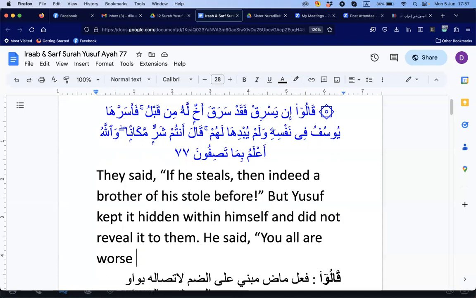Makanan. In what sense? What is makan? Makan is a place to be, basically. Yes, so you can say position here. Okay, you all are worse in position, because just now they said that if he steals, then indeed a brother of his stole, right? So Yusuf said, you all are worse in position. Don't talk about someone who's not here, right? And even though, who is that someone who's not there? Because they don't know that it's actually Yusuf, right? Yes. Wallahu.